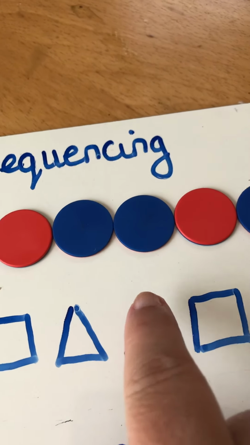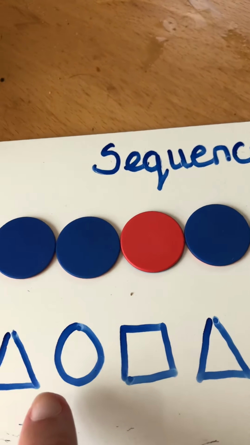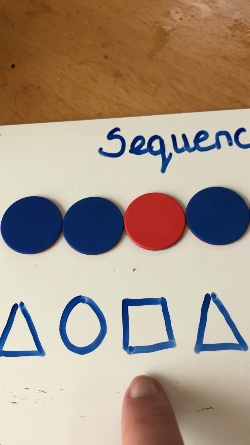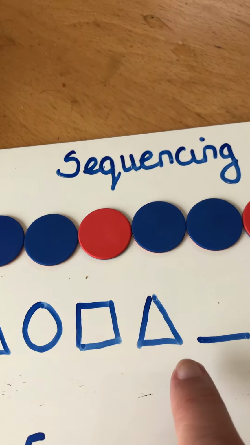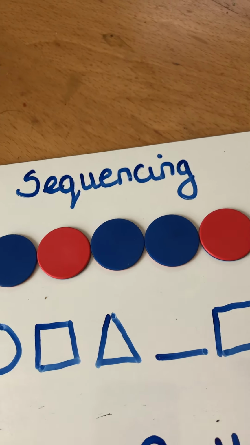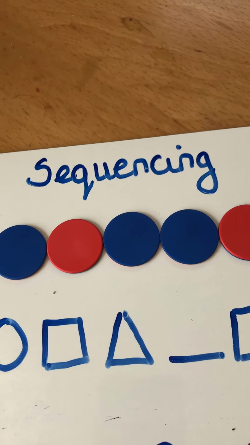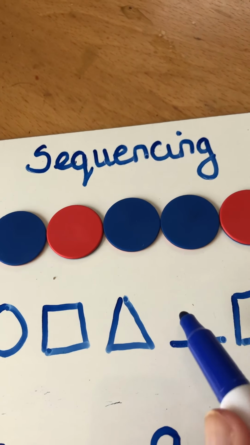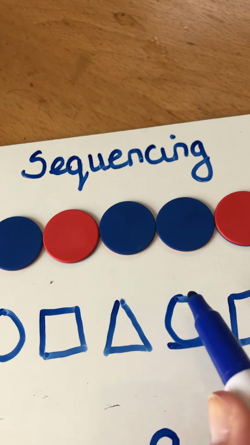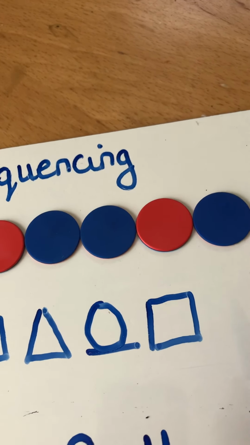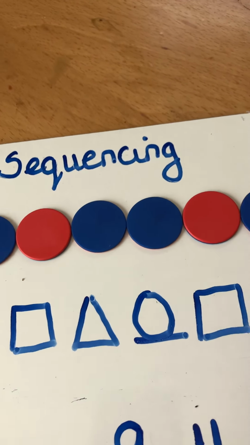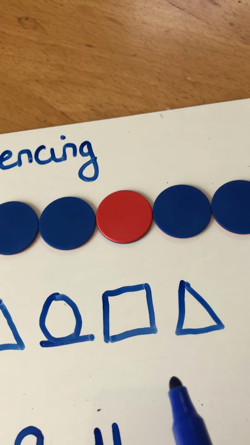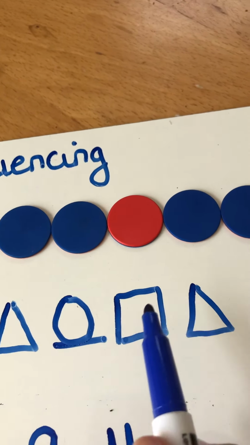How are we going to work out what's missing there? Well, let's go back and see how it starts. Triangle, circle, square. Triangle, something, square. So what's the missing bit? Triangle, circle, square. Triangle, circle, square. What do you think would come after the square? That's right, another triangle.